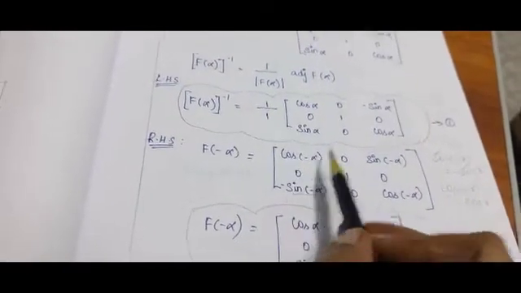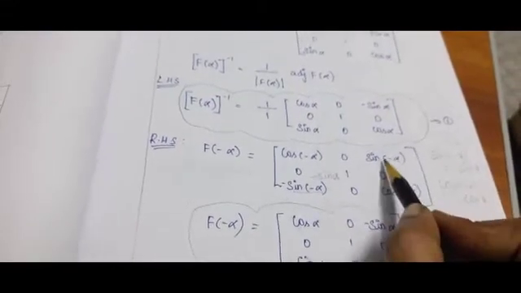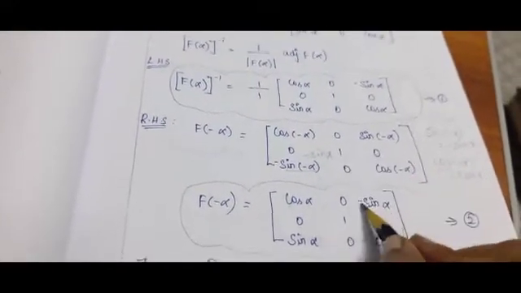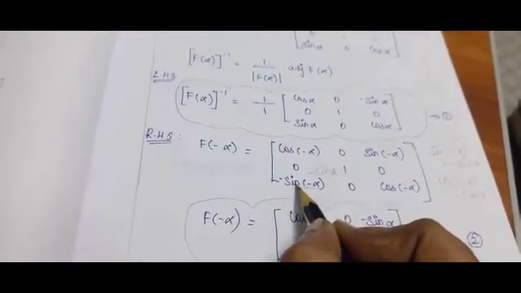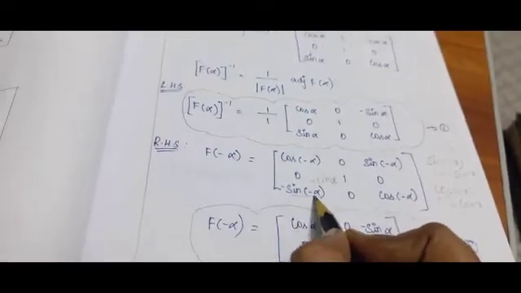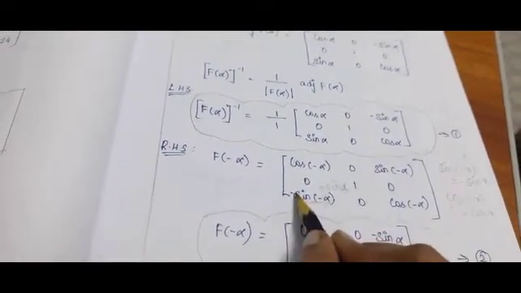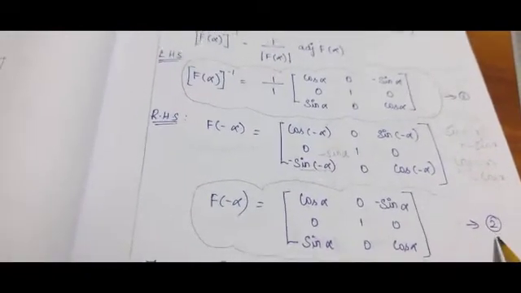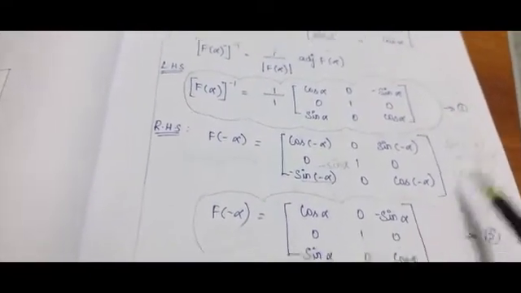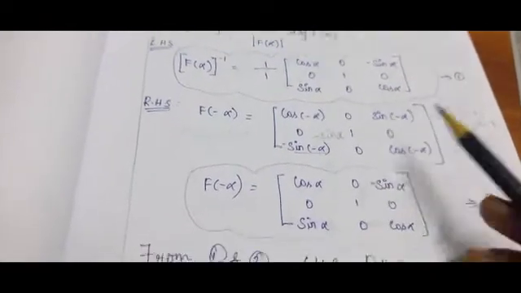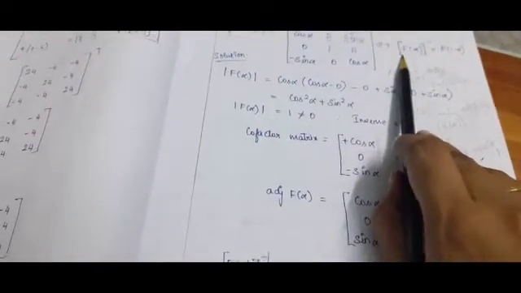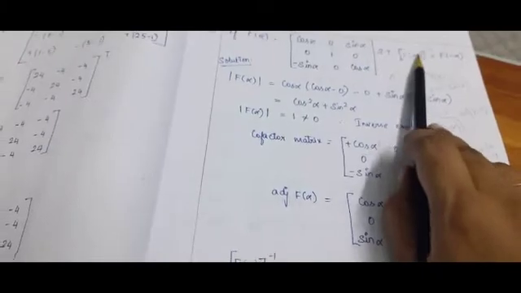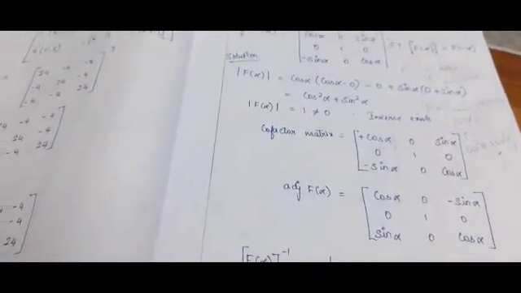So cos minus alpha is cos alpha, a positive function. Sin minus alpha is a negative function, so minus sin alpha. In this position we already have a minus, so we get one more minus, and minus into minus gives plus sin alpha. I consider that as my second equation. Now see the LHS and RHS, both are equal. So I conclude that LHS equals RHS. So we showed that f of alpha inverse equals f of minus alpha. That's all for your third sum.